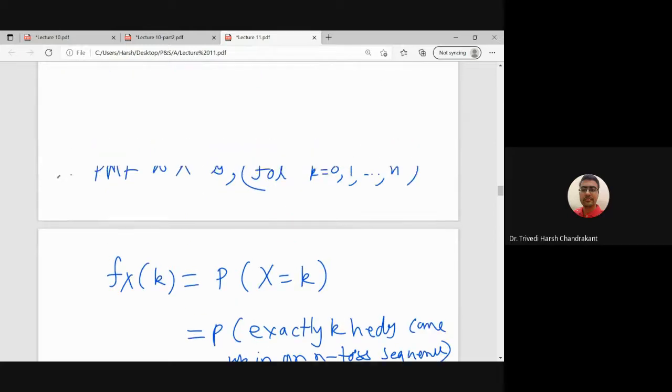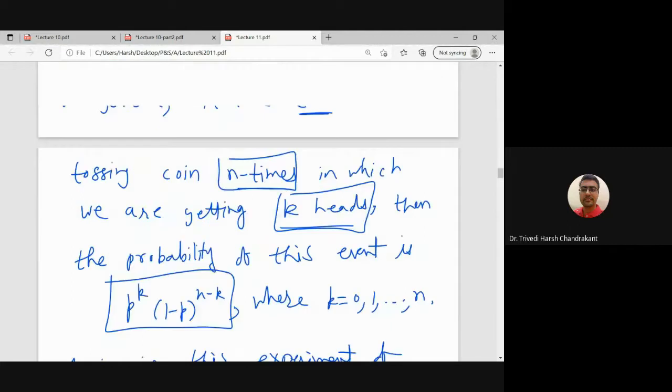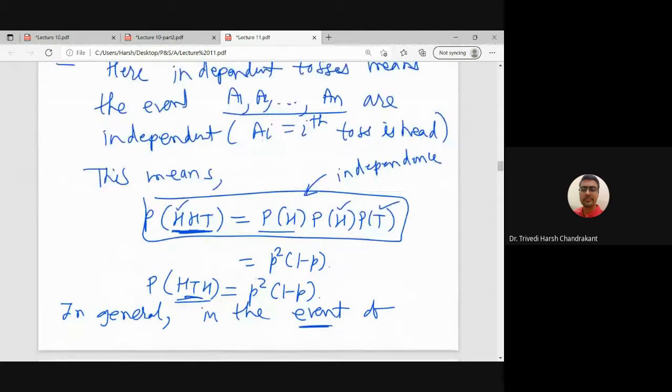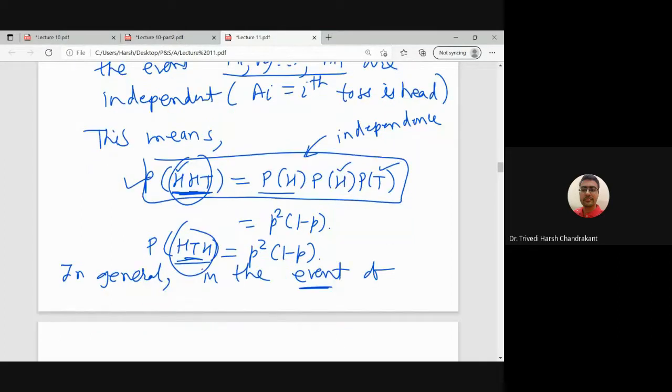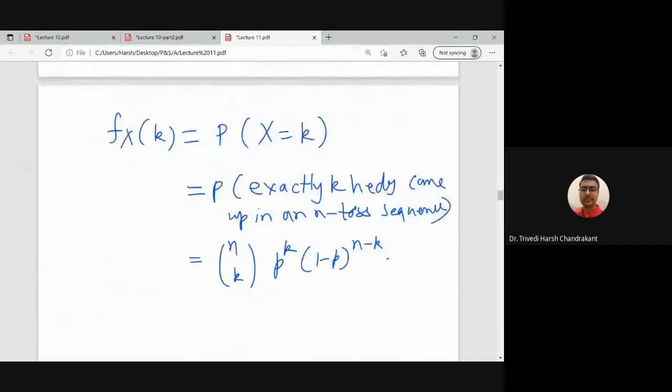So what we counted here is the probability of one of these events, right? And how many such events are there in which there will be 2 heads out of 3? That will be 3C2. Right? So similarly here we have nCk in general, and the probability of one such event is this, and there are nCk such events.